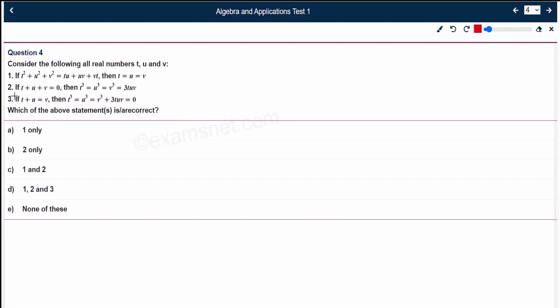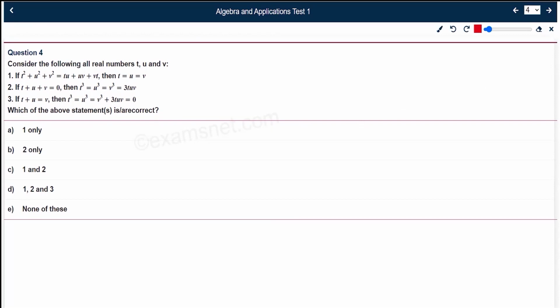The next statement states that if t plus u plus v equals 0, then t cube plus u cube plus v cube equals 3tuv. And the third is, if t plus u equals v, then t cube plus u cube minus v cube plus 3tuv equals 0. Which of the above statements is or are correct?